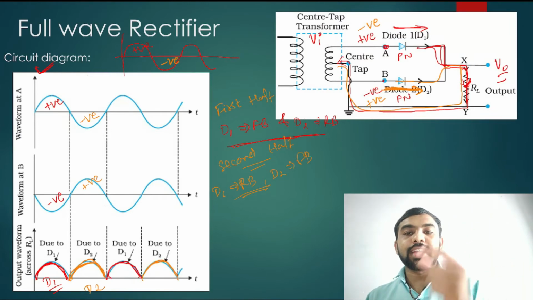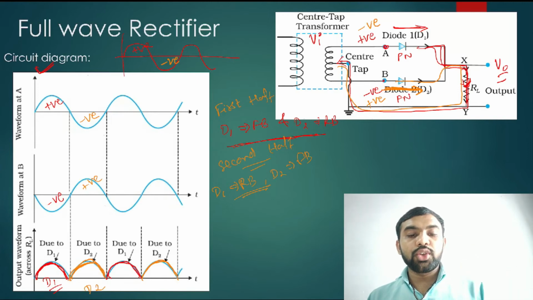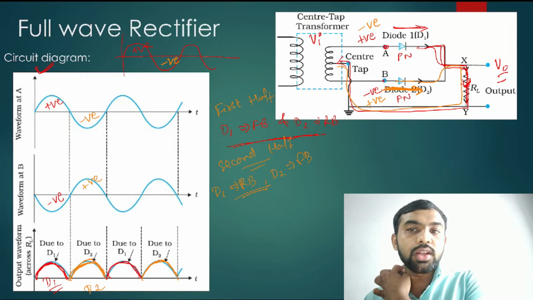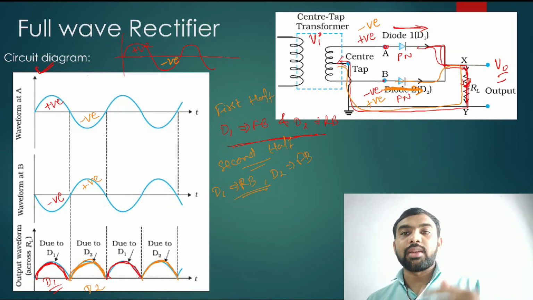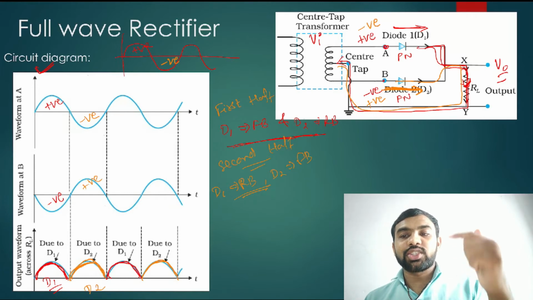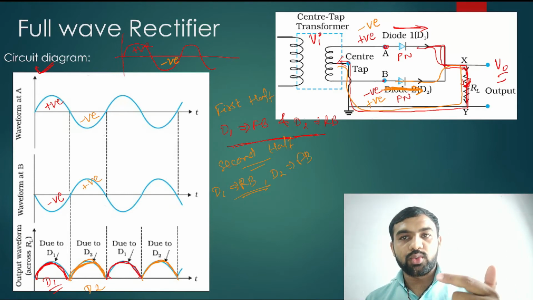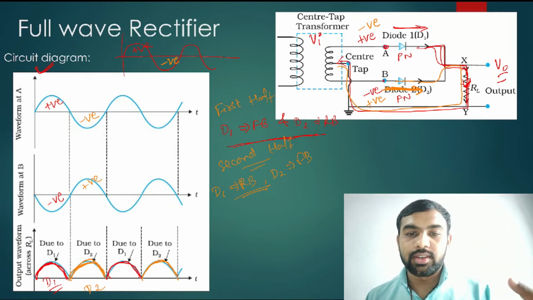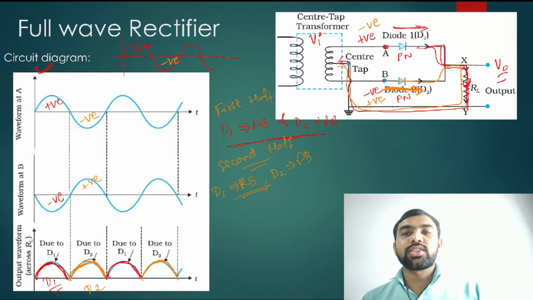So in each cycle, continuously, current is flowing through the resistance RL, which means the output voltage you get is never zero. The current is passed in only one direction, X to Y, X to Y, X to Y, which means it is a unidirectional current.